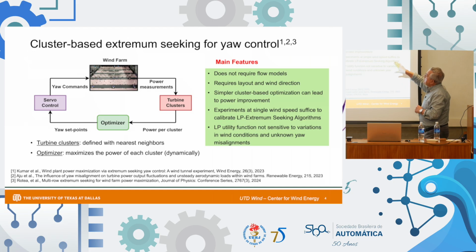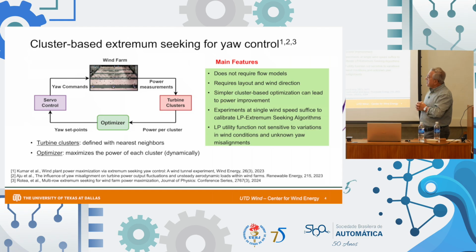In our approach, we need to know the layout, of course, because we use clusters. We don't control the yaw of every machine in the farm. We just try to identify which sectors of the farm are the ones where the losses are the greatest, and then apply control there. And that means that we use cluster-based optimization in order to do that. And by clusters, I mean the interconnection of 3 to 5 turbines together.